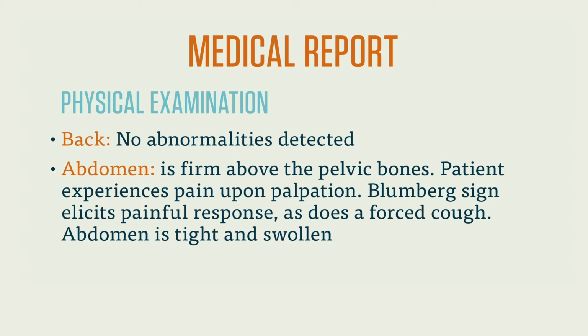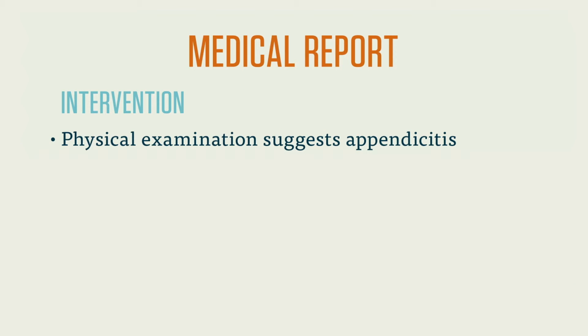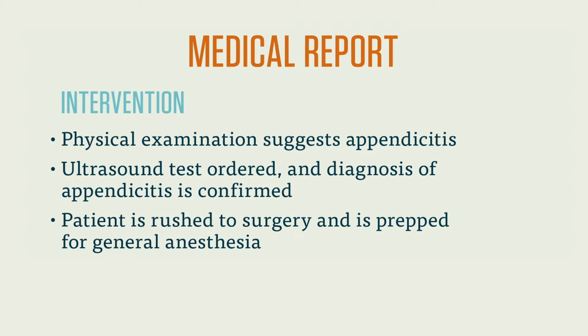Abdomen is firm above the pelvic bones. Patient experiences pain upon palpation. Blumberg sign elicits painful response, as does a forced cough. Abdomen is tight and swollen. Intervention. Physical examination suggests appendicitis. Ultrasound test ordered and diagnosis of appendicitis is confirmed. Patient is rushed to surgery and is prepped for general anesthesia.